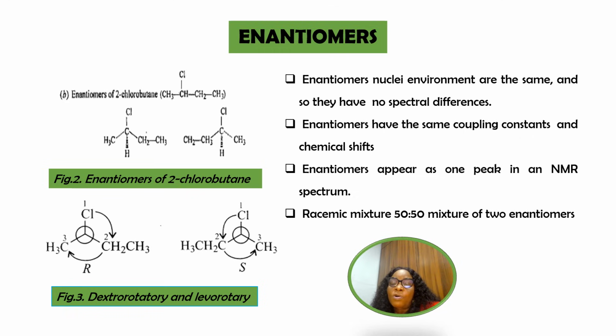Enantiomers form what we call racemic mixtures. A racemic mixture is a 50-50 mixture of two enantiomers. Such a mixture is optically inactive because the two enantiomers rotate the plane polarized light equally in opposite directions and cancel each other.